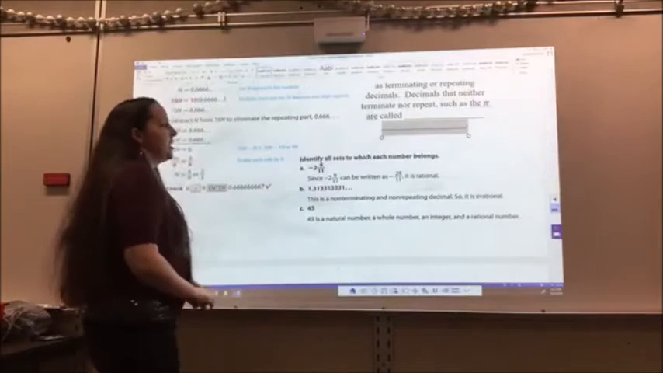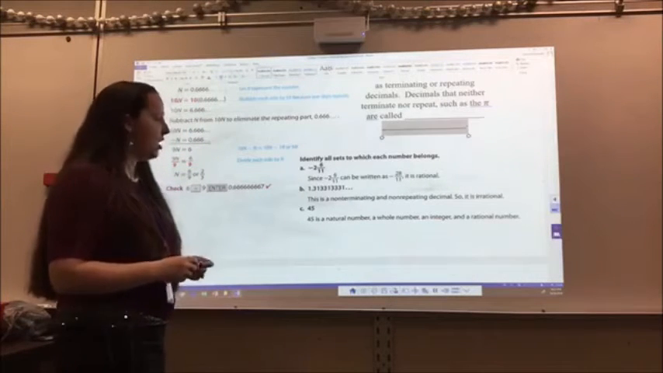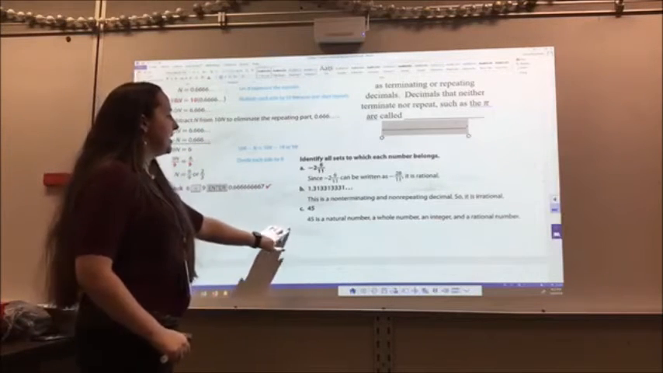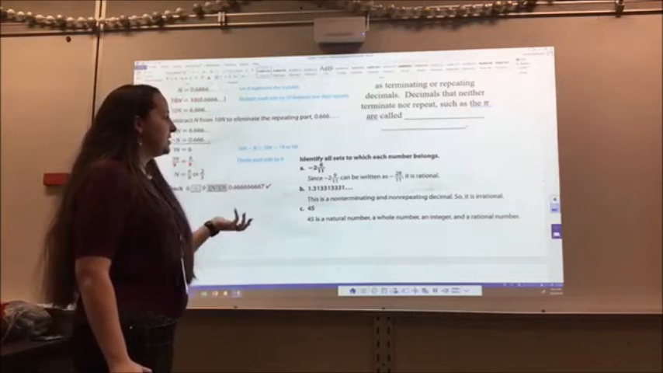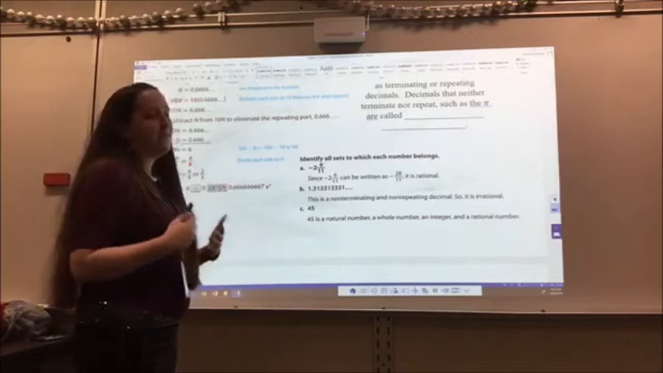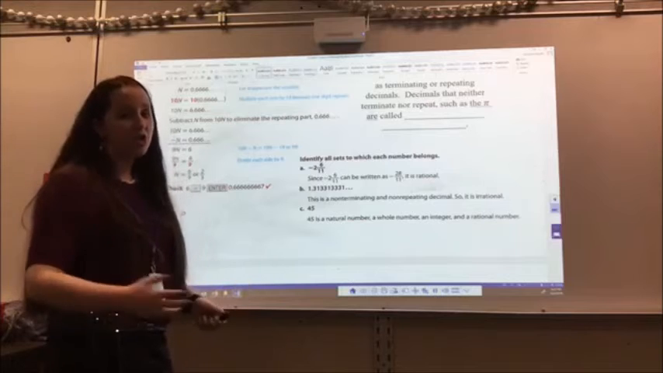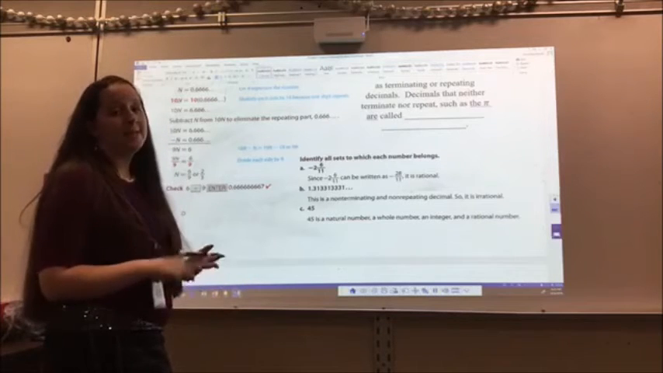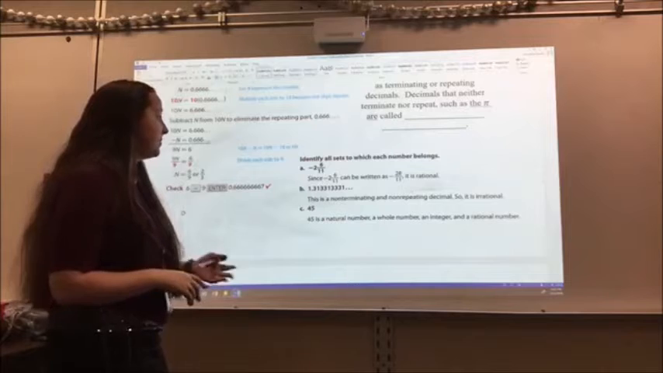Next thing I want to do is identify all sets to which each number belongs. So I have negative 2 and 6 11ths. 2 and 6 11ths can be written as a fraction, so therefore it is a rational number. However, it's not a whole number, it's not an integer, it's not anything like that, okay?